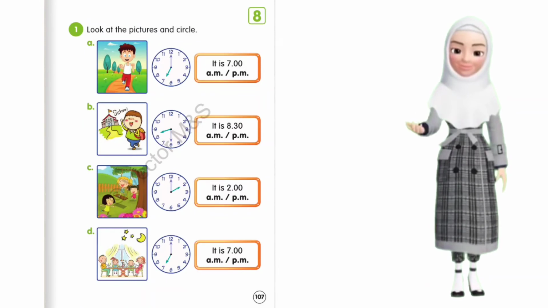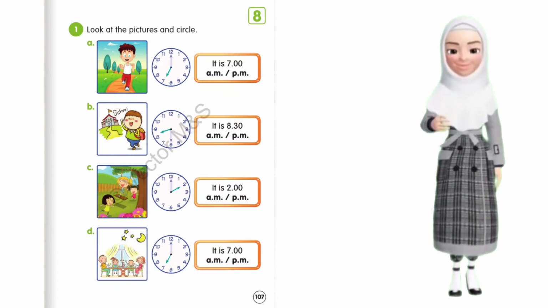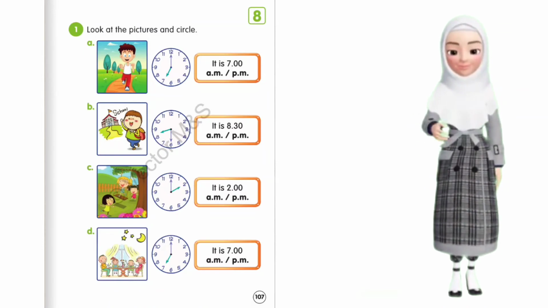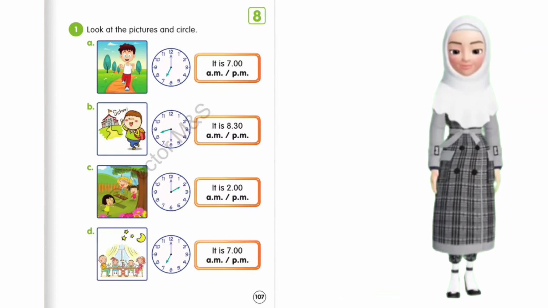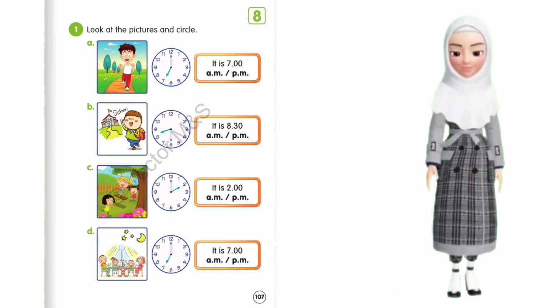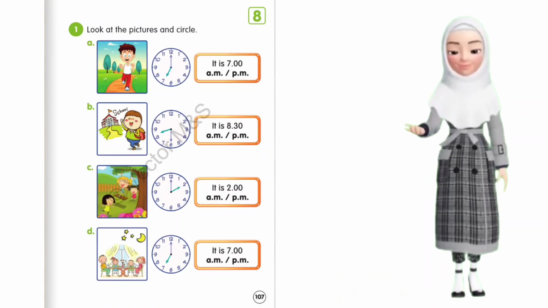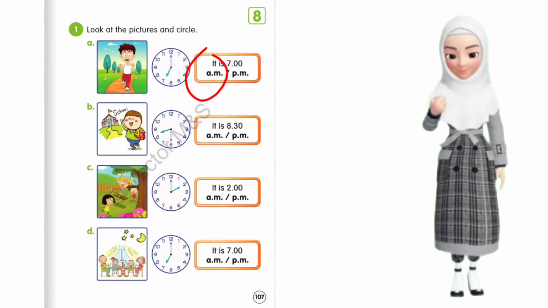Now, let's do the activity number 1, page 107. Look at the pictures and circle. Number A. It is 7 o'clock. There is a boy doing an exercise. We usually do an exercise in the morning. It must be AM.